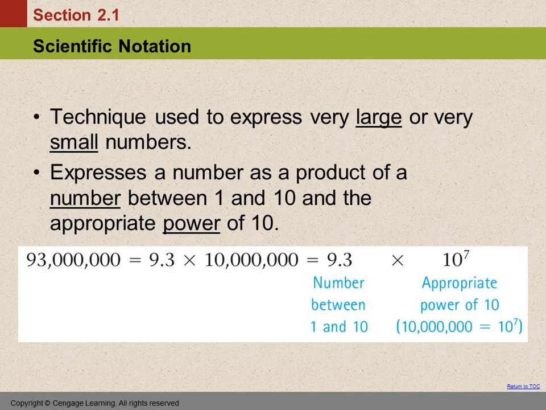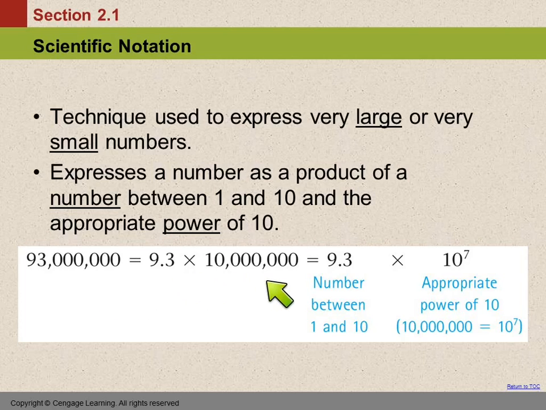What we do for scientific notation is we take a number, we express it as a product of a number between 1 and 10 and the appropriate power of 10. We're essentially factoring out tens. So this big number here, 93 million, is the same as 9.3 times 10 million. If you put that into your calculator, that's the same thing.